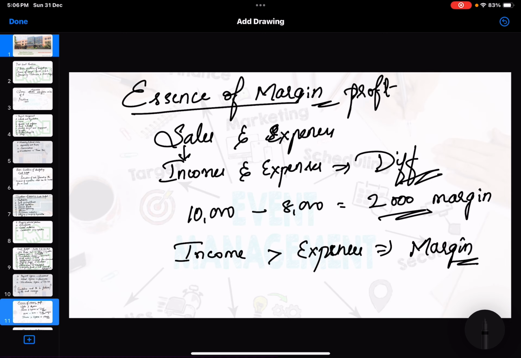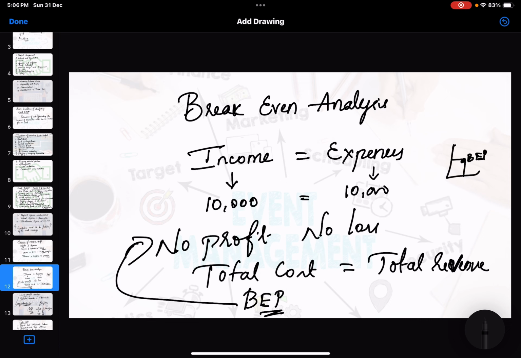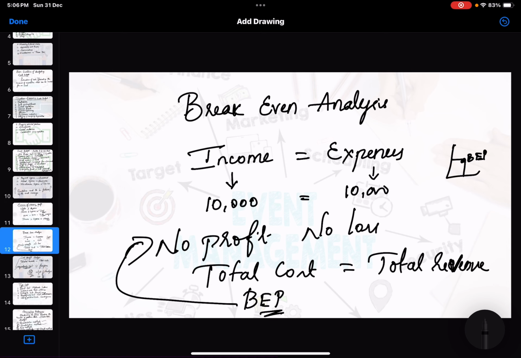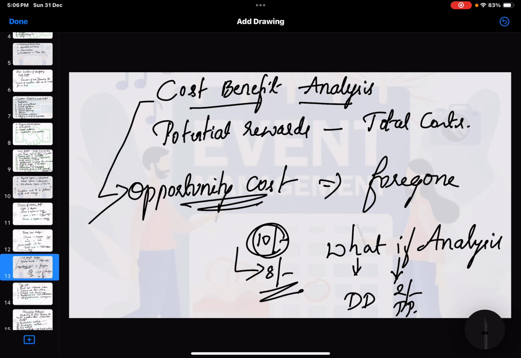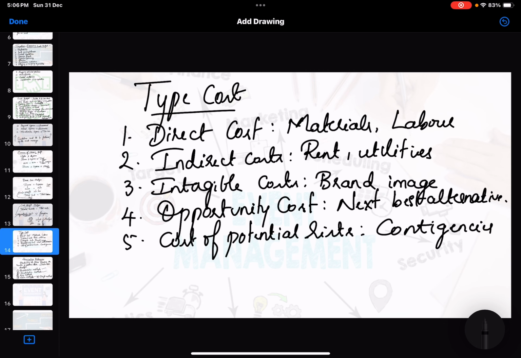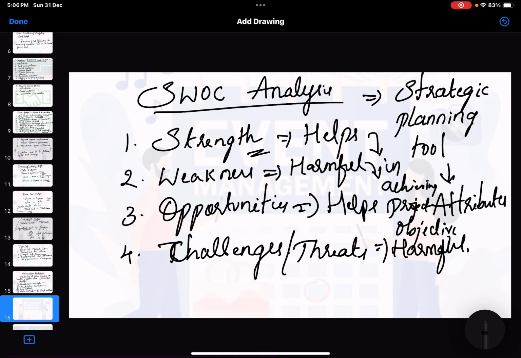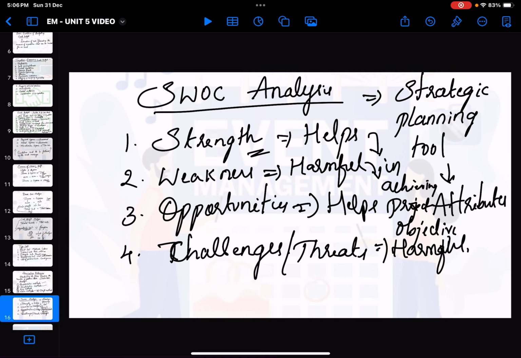And then in the essence of margin, we got to know how the profit has to be calculated, and in break even analysis, we got to know that there is one particular point wherein the company earns no profit, no loss, which is called the break even point. Then cost benefit analysis is a kind of what-if analysis, wherein you try to analyze the benefit that you are going to earn against the cost that you are going to incur. Then we saw different types of costs and certain forecasting techniques. Then we also have seen SWOC analysis, wherein we understood the strengths of the event management company, weaknesses of the event management company, and the opportunities and the challenges or threats to the event management company. So with this, the syllabus of event management is completed.